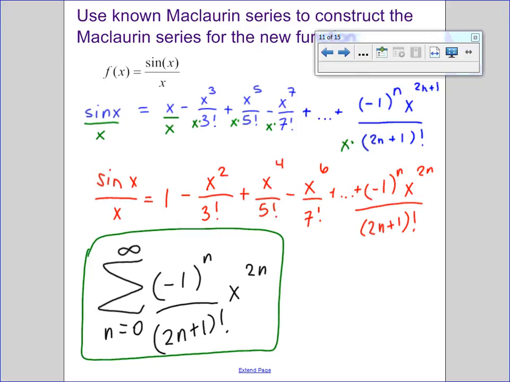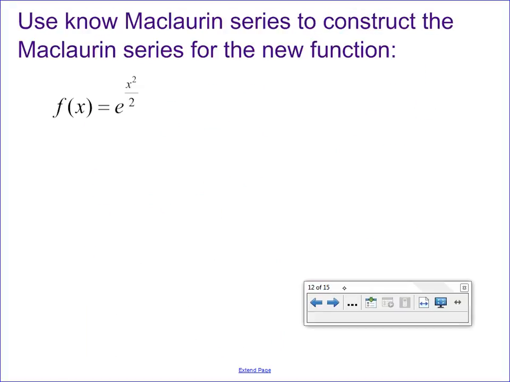So was that easier than taking the first derivative, the second derivative, the third derivative, the fourth derivative, evaluating, and then expanding? Yes. All right, let's go ahead and try another one. Let's use known Maclaurin series.